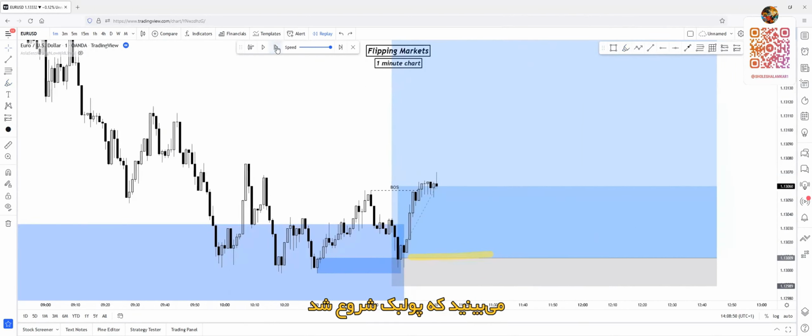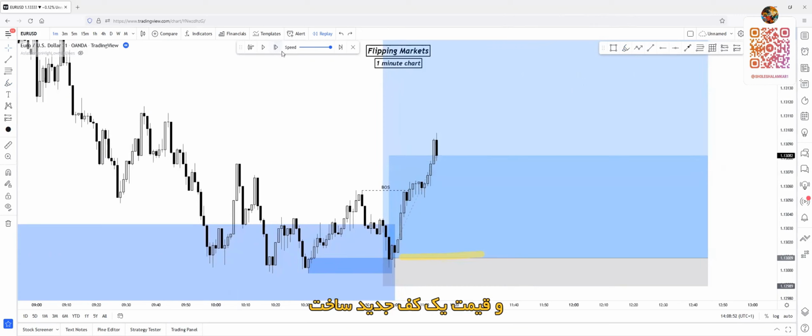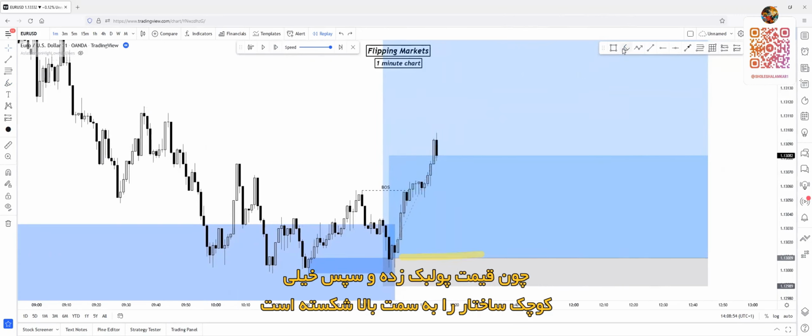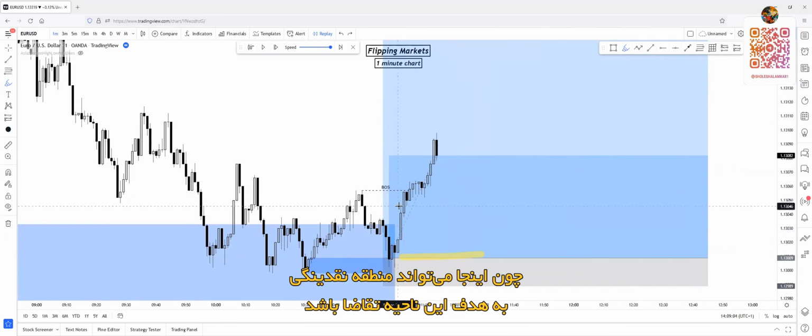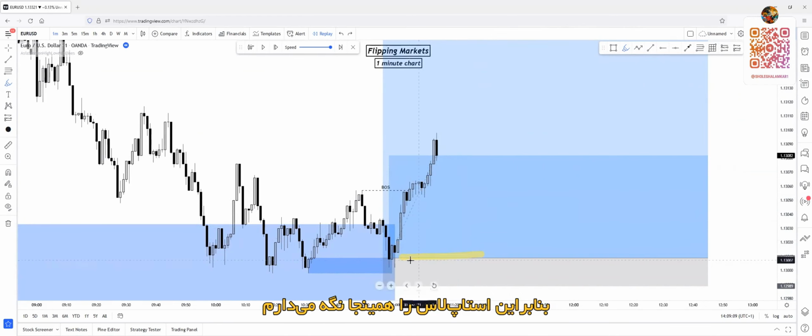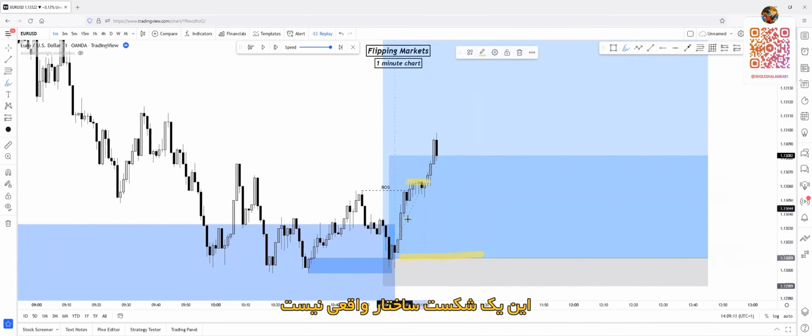So as you can see, a pullback has started, and actually price created a new low because it created a pullback and small break of structure to the upside here, but this is our new low. But in this case, I wouldn't set my stop loss below this level because this one could be liquidity for this demand zone. So I will just keep my stop loss here. This isn't a real break of structure, it's just a liquidity build up. Okay, let's see what happens next.